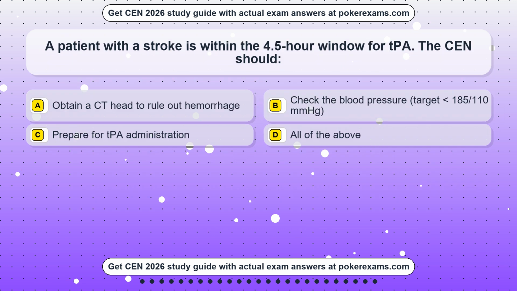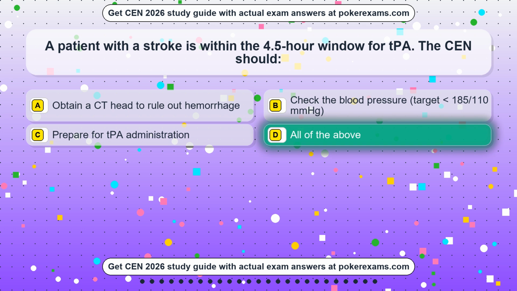Question 2. A patient with a stroke is within the 4.5-hour window for TPA. The CEN should: Option A, obtain a CT head to rule out hemorrhage. Option B, check the blood pressure, target 185/110 mmHg. Option C, prepare for TPA administration. Option D, all of the above. The correct answer is option D, all of the above.